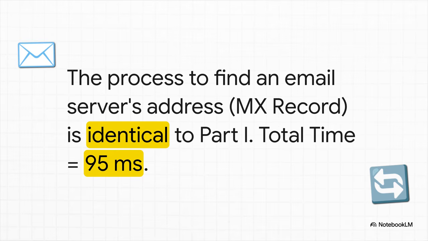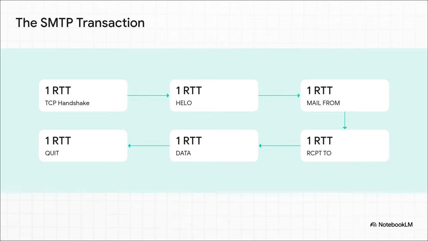You know what? The process is exactly the same as finding a website's address. So the total time is, yep, you guessed it, 95 milliseconds. Okay, now for the actual email transfer, which uses a protocol called SMTP. And here's the thing about SMTP. It is very chatty. It's not a single request, it's a whole conversation.